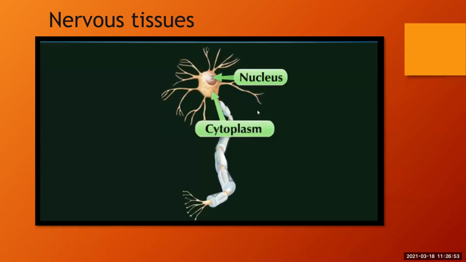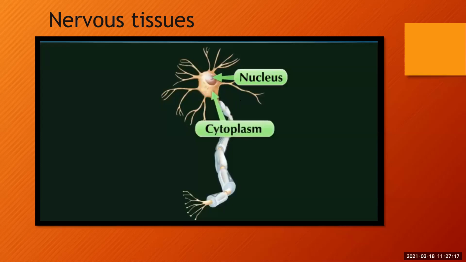It is the unit of the nervous system. They have the dendrites. As we can see here, many projections are there. They are known as the dendrites. This is the main cell body. This extended structure is known as the axon, and here in the center we can see the nucleus, which is surrounded by the cytoplasm.